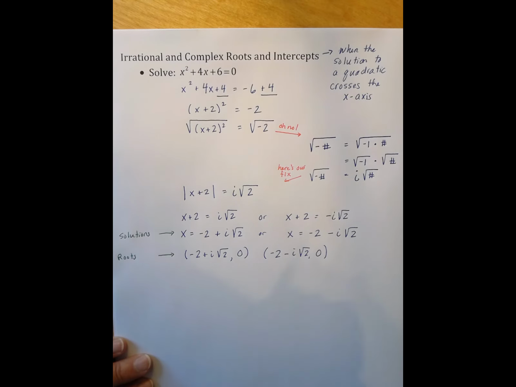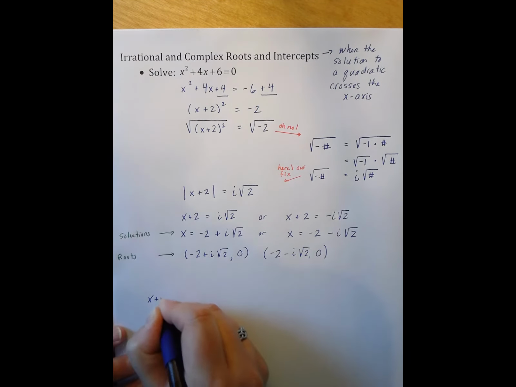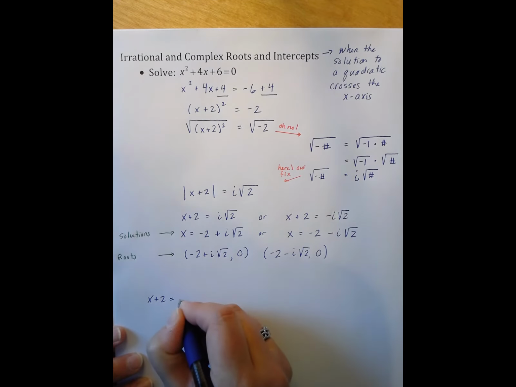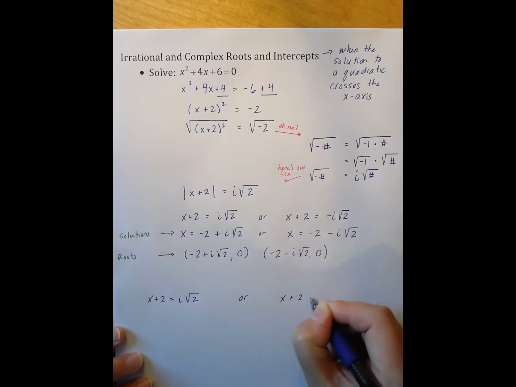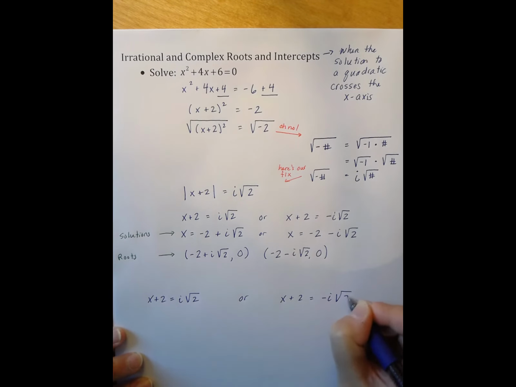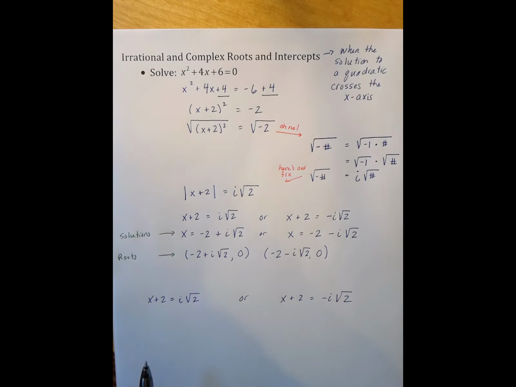So remember, in factored form, I'm normally solving for x, but in factored form, I want two pieces that equal 0. Well, how do I get this piece to equal 0? I subtract i root 2 on both sides.